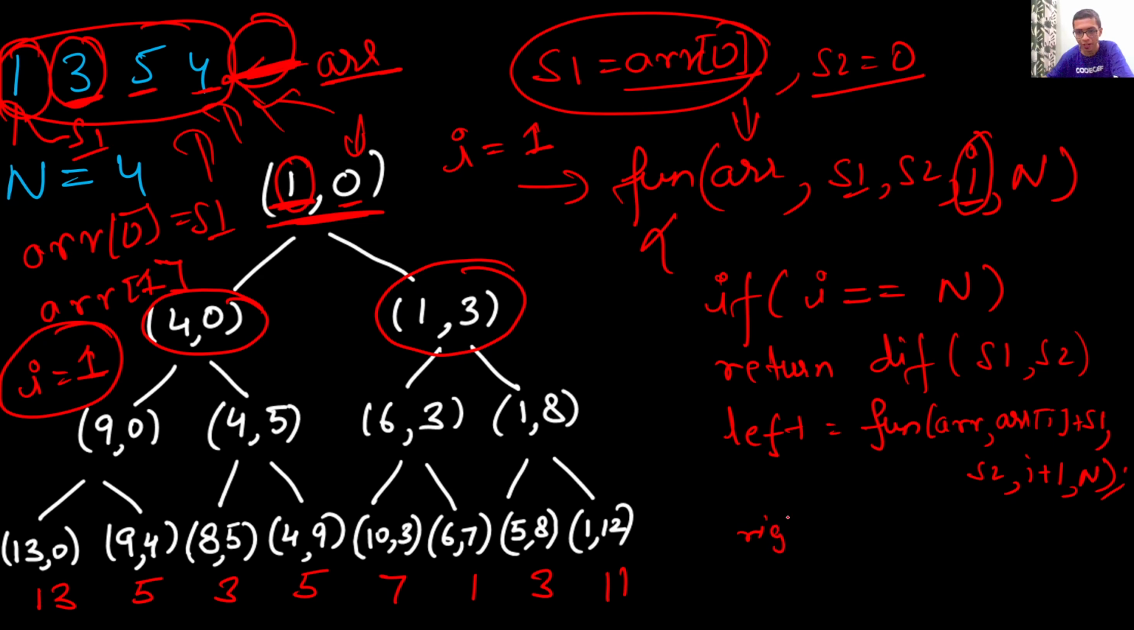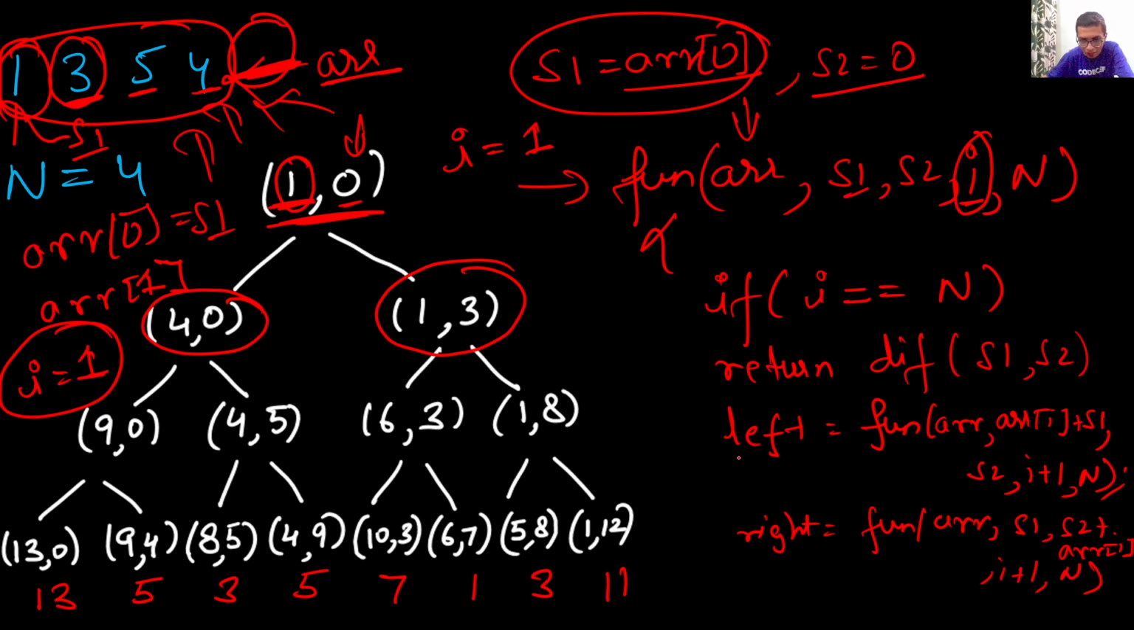Similarly, for right, fun would be ARR. Now this time S1 would remain as it is. Instead of S2, I'll write S2 plus ARR of I, comma, I would now again be incremented by 1, I plus 1 and N, right? So for left, I'll add ARR of I with S1. For right, I'll add ARR of I with S2, right?